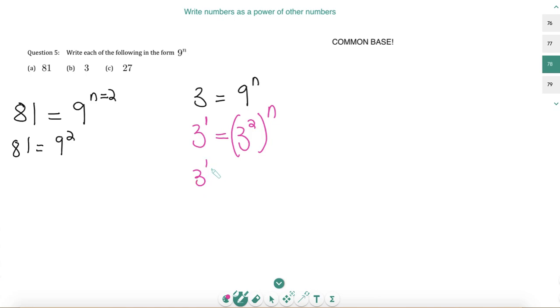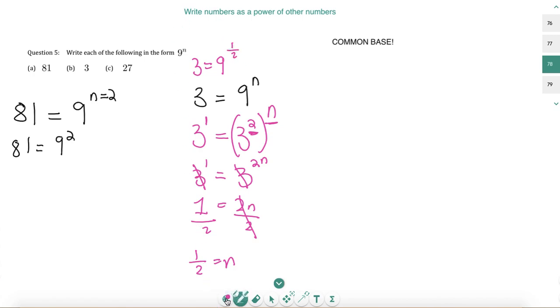Then 3 to the power of 1 is equal to, well, the inside-outside rule is we multiply the exponents. So 2 times n is 2n. Now, once the bases are the same, we can cancel them out, and we're just left with a little equation: 1 is equal to 2n. So 2 times something is 1. Well, we can divide 2 on both sides. 1 over 2 is just 1/2. That cancels out. n is 1/2. So our answer would be 3 is equal to 9 to the power of half.